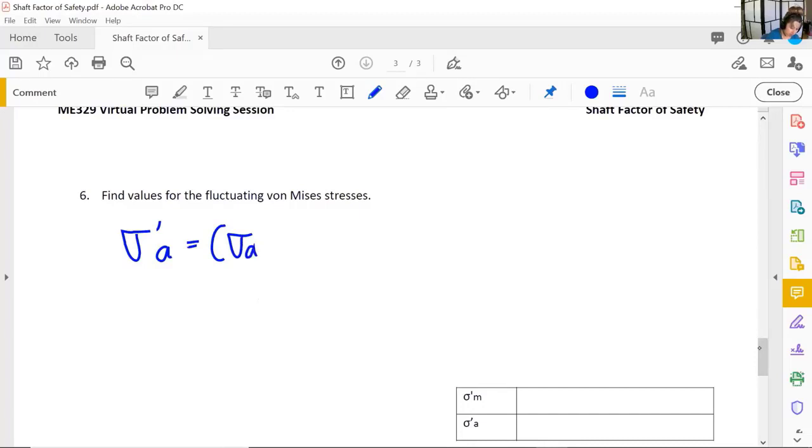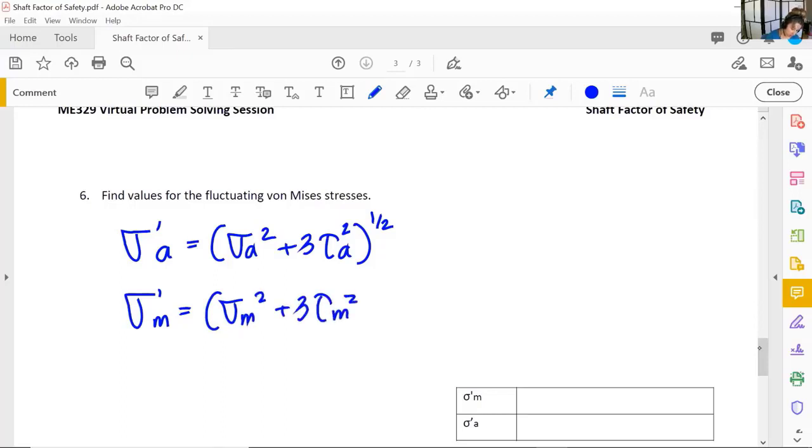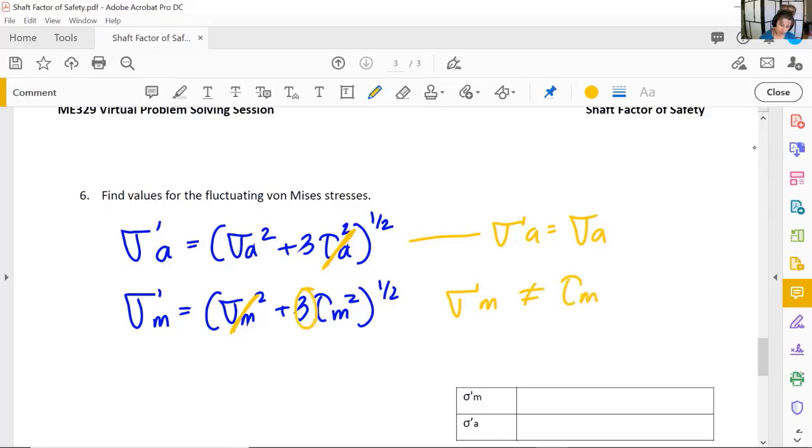So our sigma prime A, when you see the prime, it's just telling you that we're talking about von Mises stress. So everything that's alternating goes up here. Everything that is mid-range goes down here in this equation, 3 tau m squared, all to the 1/2. Okay, so what goes to 0? This goes to 0, and this goes to 0. So sigma prime A is really just sigma A. Sigma prime M is not just tau M because of this 3 here.